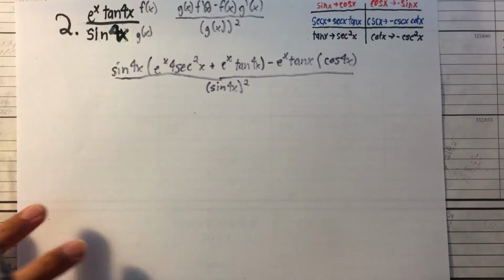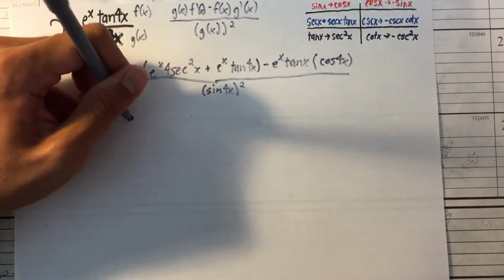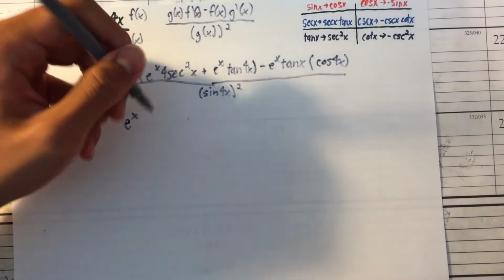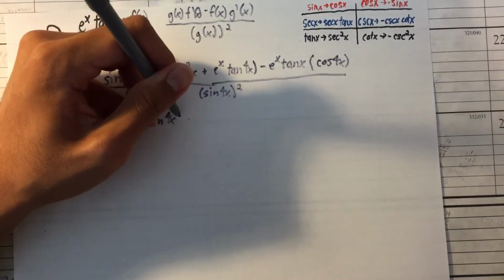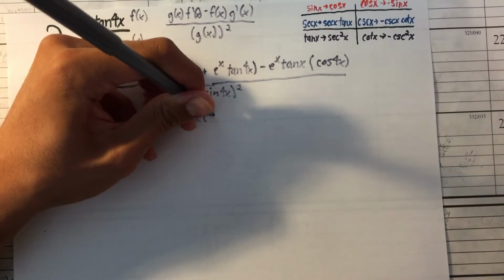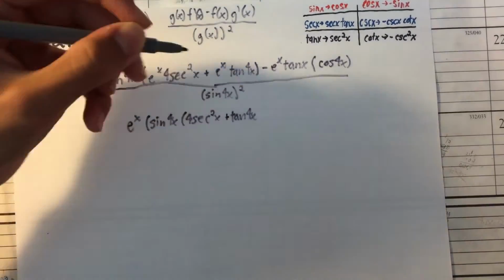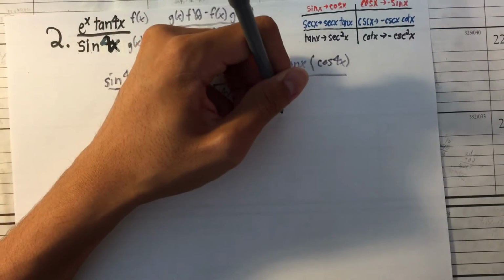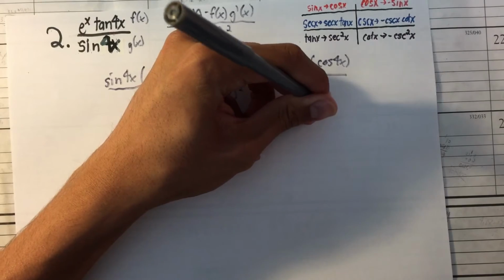From this, we simplify it, so we can end up taking out e to the x from the whole equation, and we end up getting sine 4x times 4 secant squared x plus tangent 4x minus 4 tangent 4x times cosine 4x.